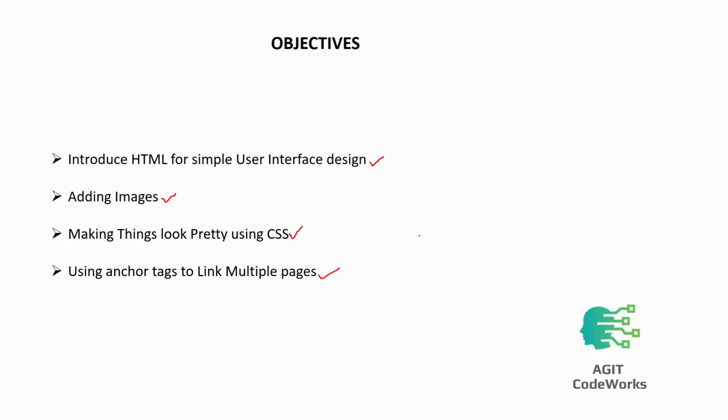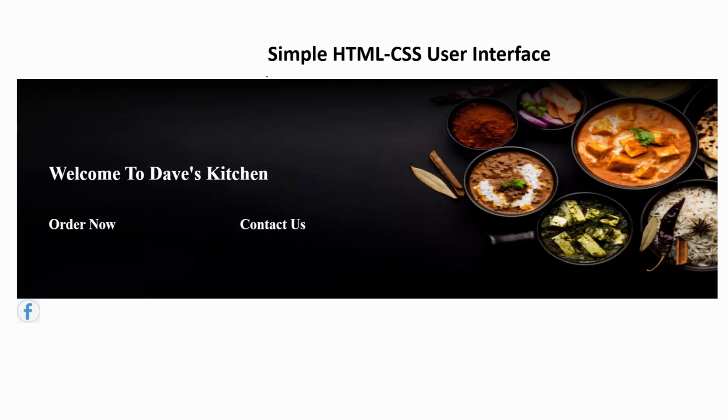So we are going to be building something that looks like this. This is a simple HTML CSS interface for something like an online kitchen or an online restaurant. This is just for demonstration purposes, so we'll just see how we can style all this and put all this together. Add order now, contact us, hover effects, font styling, color styling, and so on and so forth, and maybe a link to visit our Facebook page.